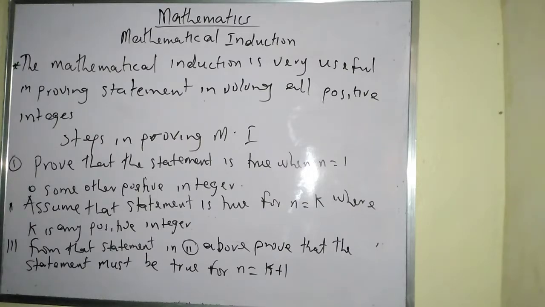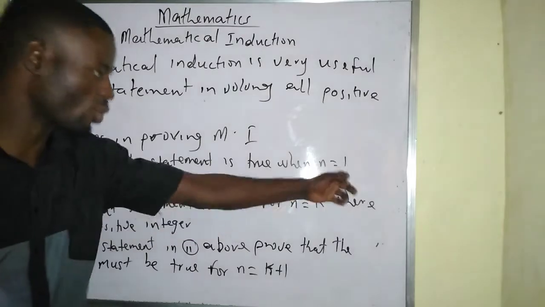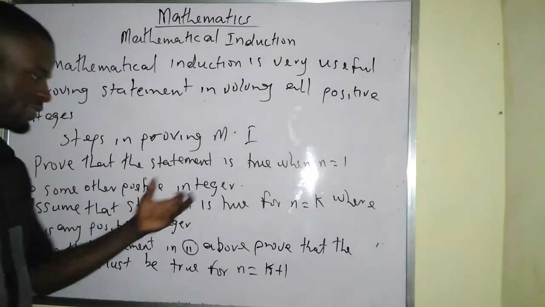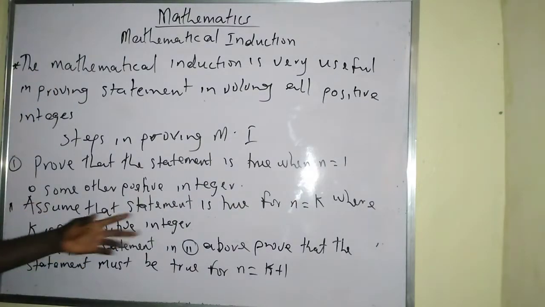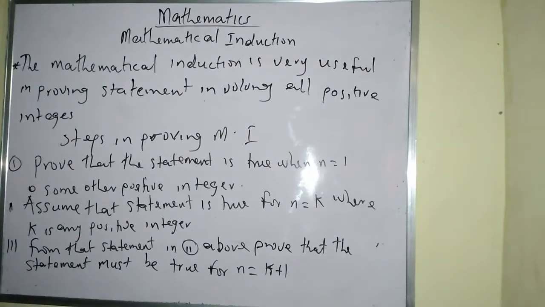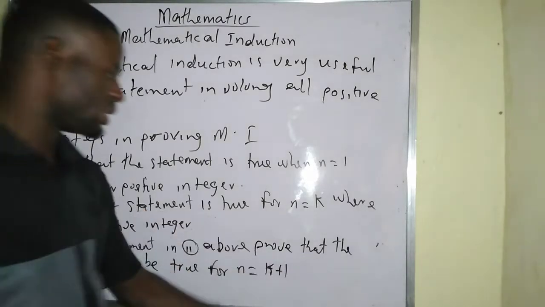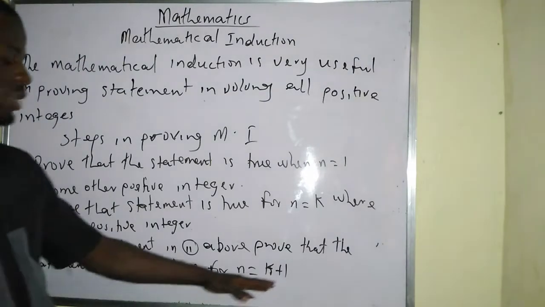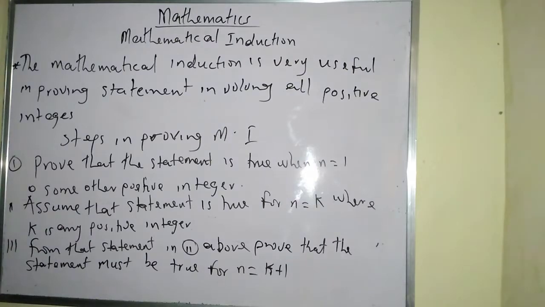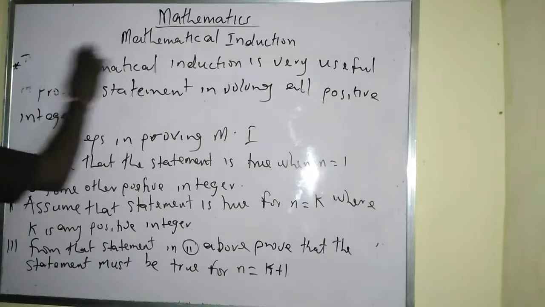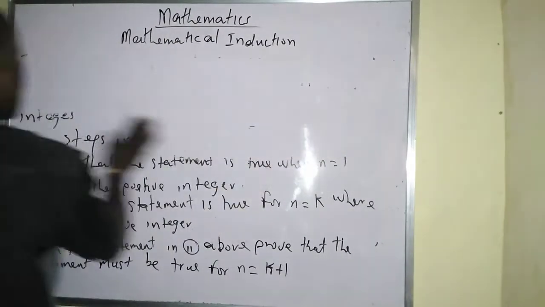Once you can achieve this, we have done our mathematical induction. The first thing we do is prove that the statement is true for n equals 1 or some other positive integer. After that, assume that the statement is true for n equals k, where k is any positive integer. The last one, from the statement in step 2 above, prove that the statement must be true for n equals k plus 1. That is all about mathematical induction. It is a very nice concept in mathematics that just helps us in proving statements.